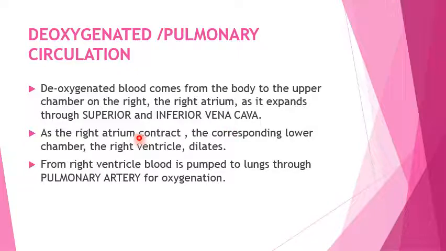As the atrium contracts, the corresponding lower chamber, the ventricle, dilates, which means the valves are open, every valve is going to open, and from the ventricle the blood is pumped to the lungs through the pulmonary artery. For what purpose? For oxygenation. Now this deoxygenated blood, once it has left the heart, comes back to the heart, to the left side, and is then supplied to the body. This is what is called double circulation.